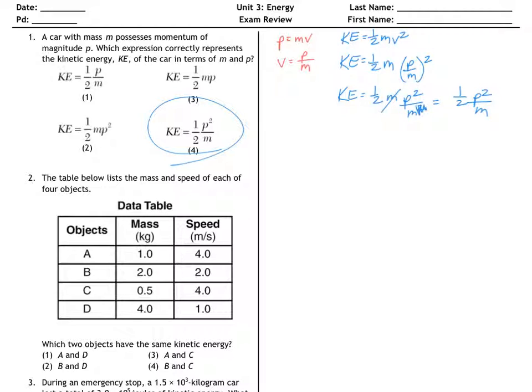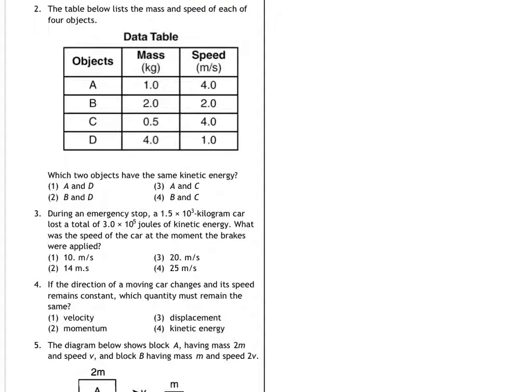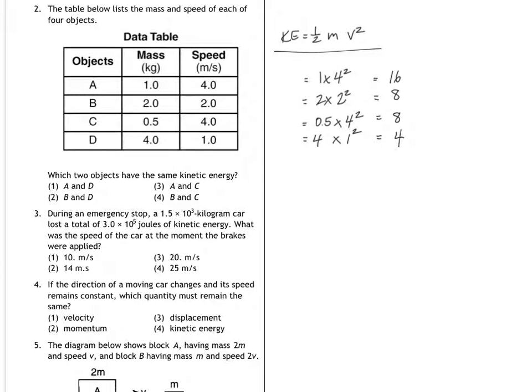So moving on to number 2. The table below lists the mass and speed of each of 4 objects, and which 2 objects have the same kinetic energy? So I put in my base equation, and then I substituted in the values from the table. And I was able to find by following through with my solutions that these two actually result in the same value, so the 2 objects that would have the same kinetic energy would be objects B and C, or choice 4.